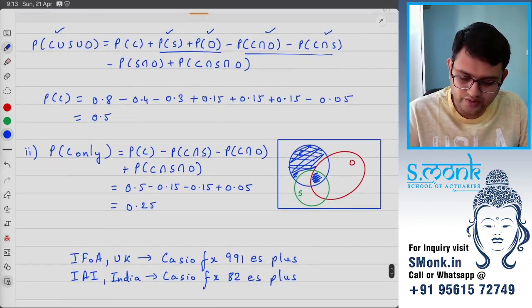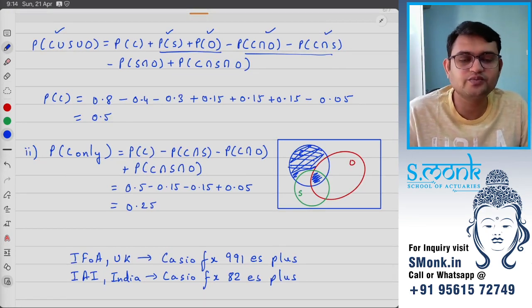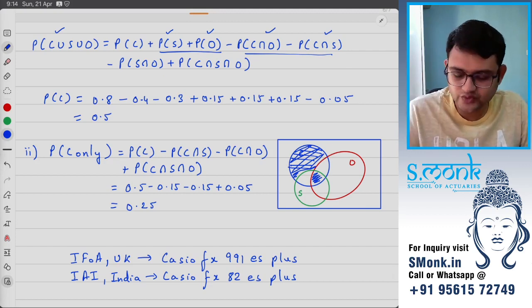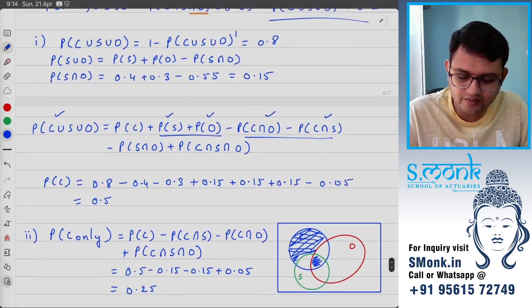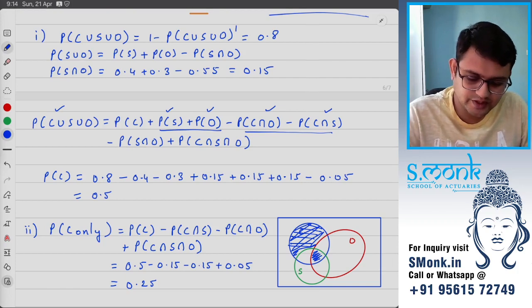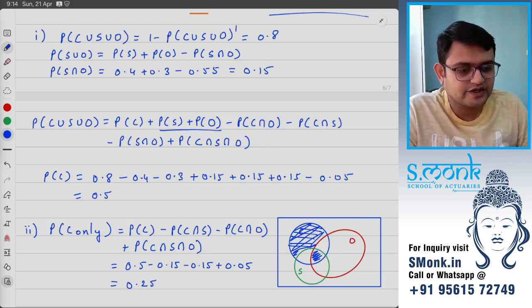Now 991 has slightly more functionalities than the 82, but we require only the functionalities of 82 ES Plus. You will never be requiring more than that. Okay. So this is the first part. So the calculators are scientific calculators.